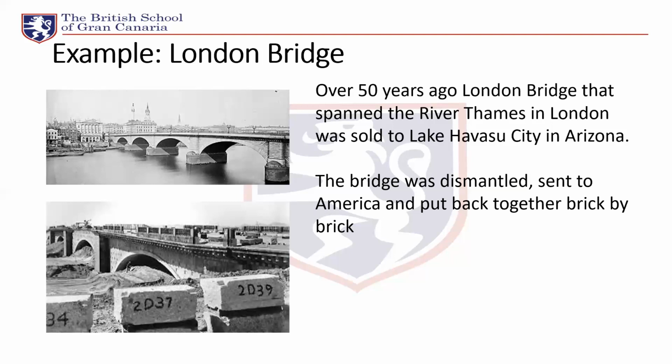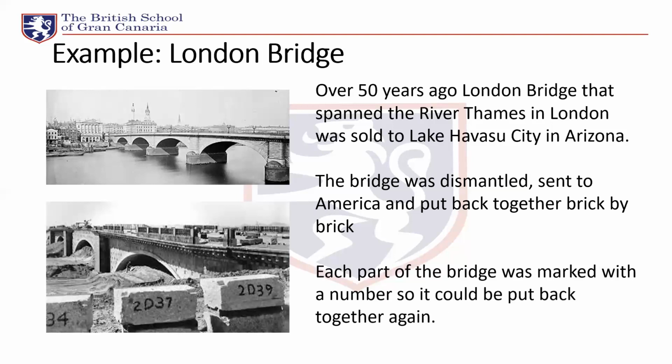Well, how on earth did they do that? Well, each brick was marked with a number so it could be put back together again. So as you can see, look, 2D37, and it was actually put back together again, believe it or not. So this is probably going in, I don't know, odd numbers, I don't know how they did it.